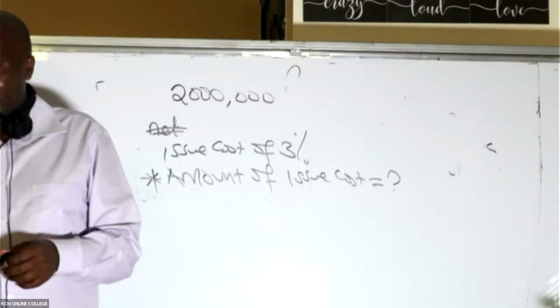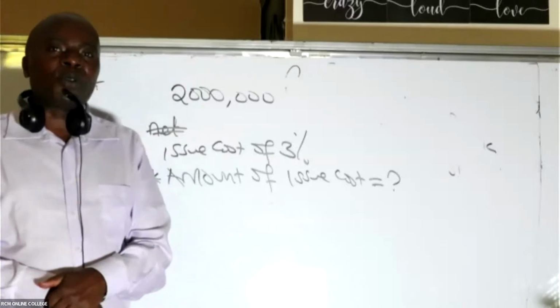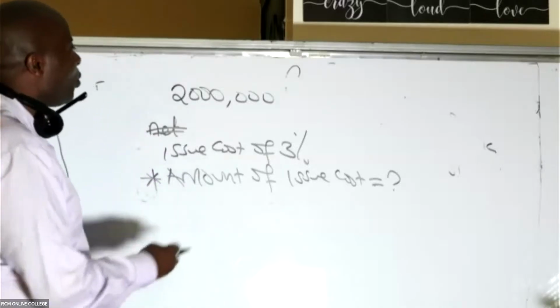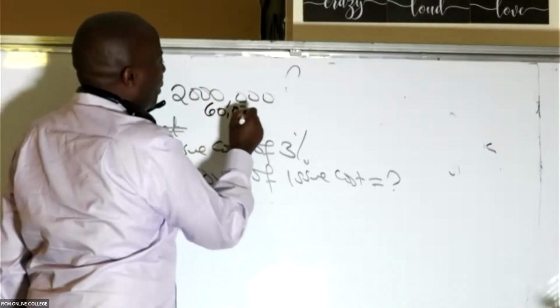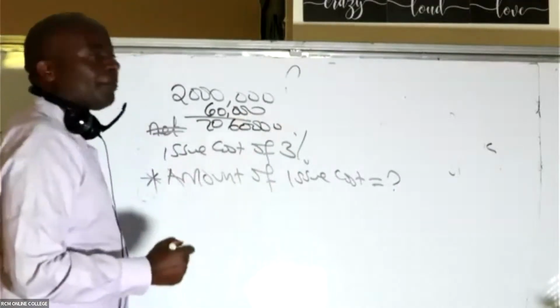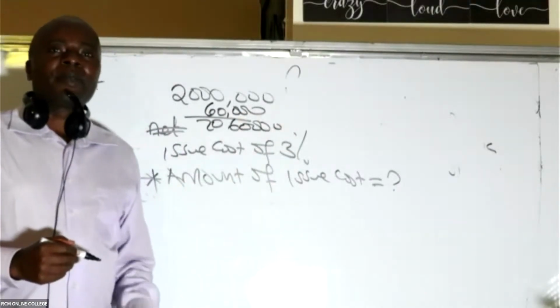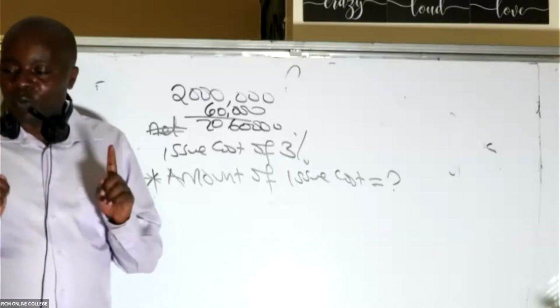All right. So does that mean that he borrows 2,060,000? So do you want to tell me that if this is 60,000, he borrows 2,060,000? Is that the case? Because he would want to be left with 2 million.